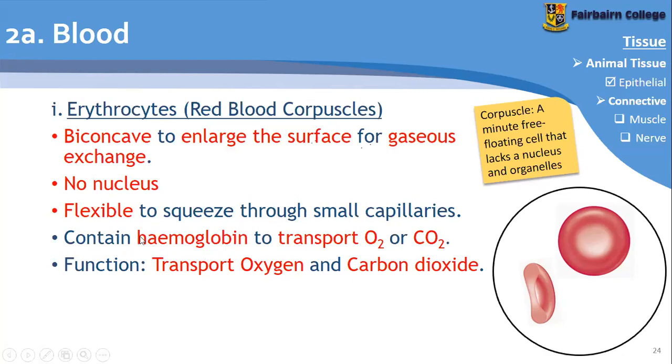Okay, then another important thing about red blood cells is they contain this vital protein called hemoglobin. Okay, so another complicated Latin name there, hemoglobin. Hemo refers to blood. The function of hemoglobin is to transport oxygen and carbon dioxide.